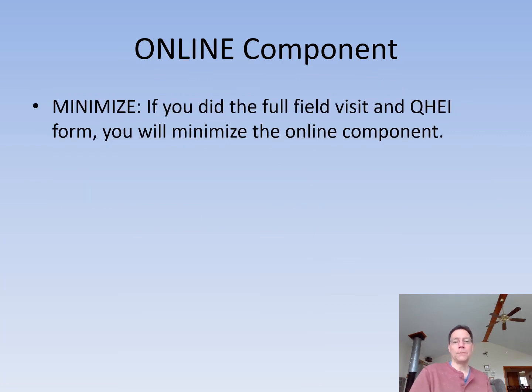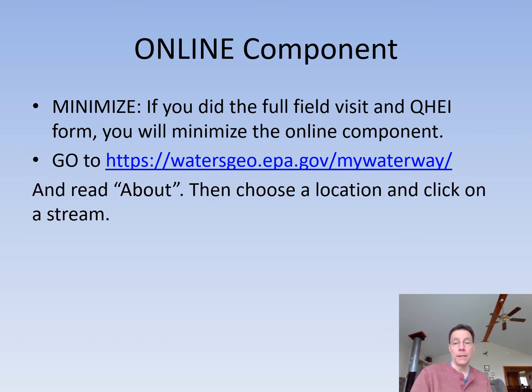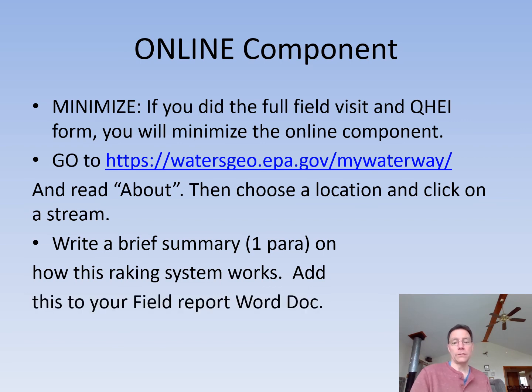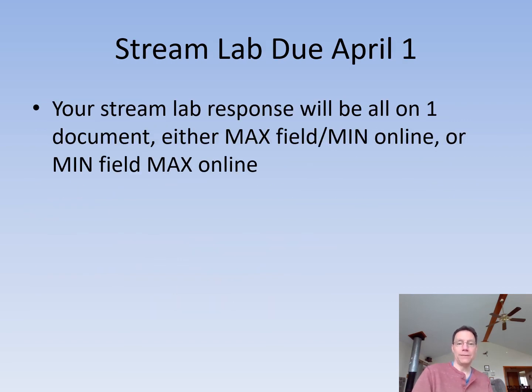If you are a person that did the full field visit and you went out and got wet and muddy, good for you. So if you did that in full, you can minimize this online part. So to do that, you're going to go to the same website, How's My Waterway, and read about it, and then choose a location that you're interested in and click on a stream and take a look at it. And then just give me a 1-paragraph summary on how this ranking system works, and add that paragraph to your field data report.